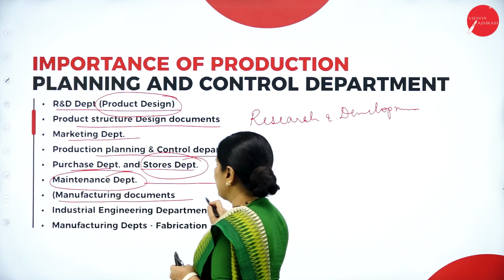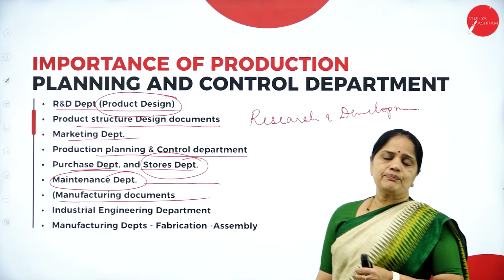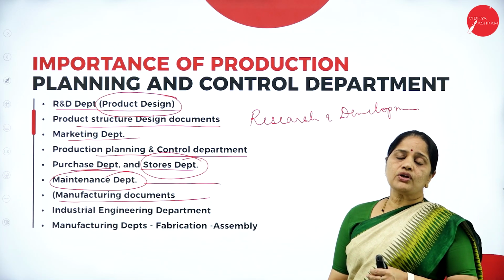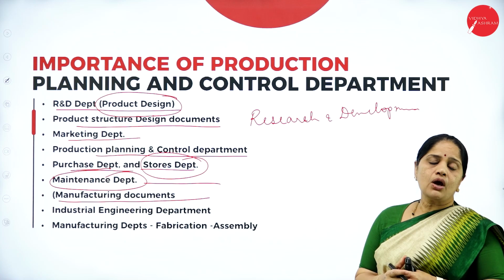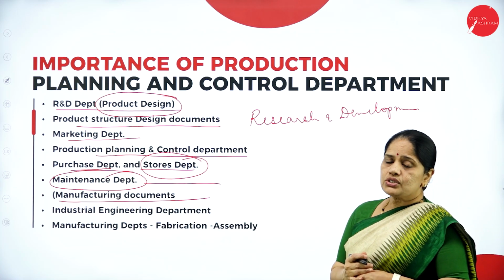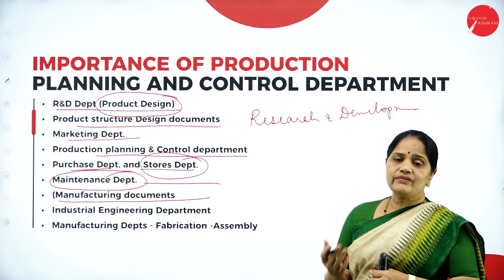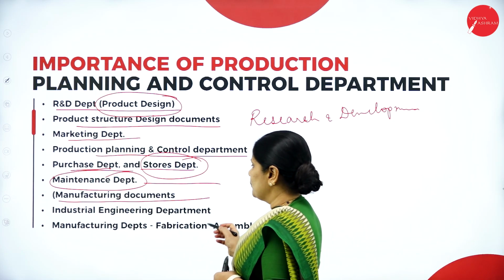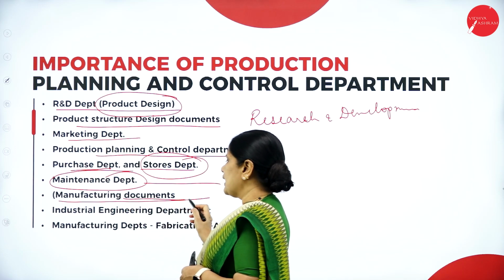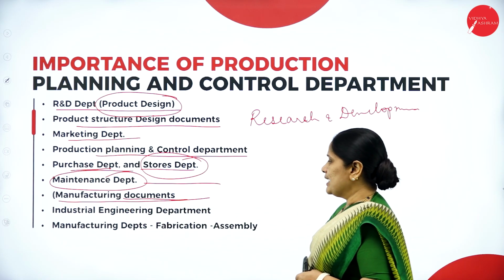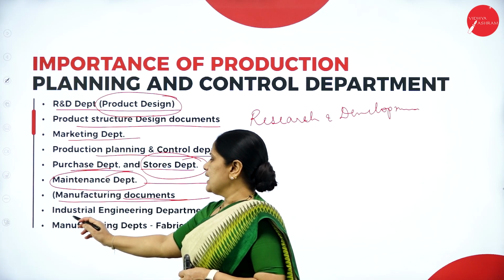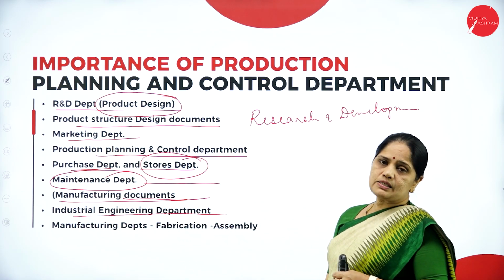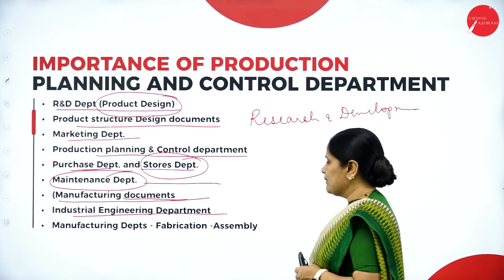Then we have the manufacturing documents. So whatever the production house has manufactured, there should be a system of documenting each and every process within the production house. Whatever activities are being carried out in the production house have to be documented, and that we can do with the help of the manufacturing documents. Then we have the industrial engineering department. So they look after the industrial aspect of the product which is being produced.